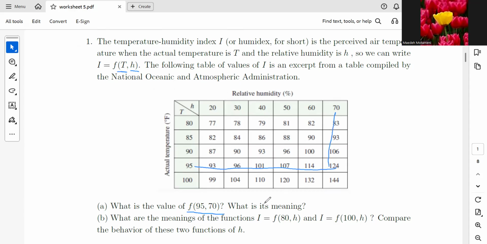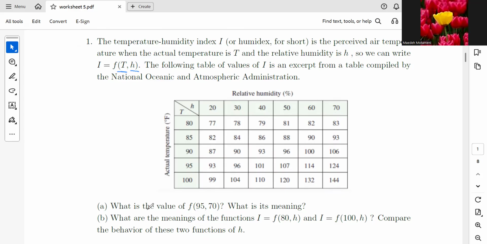So it will be 124 degree Fahrenheit, and it means that when the actual temperature is 95 degree Fahrenheit, the relative humidity is 70%. The perceived air temperature is approximately 125 degree Fahrenheit. So this is the meaning.